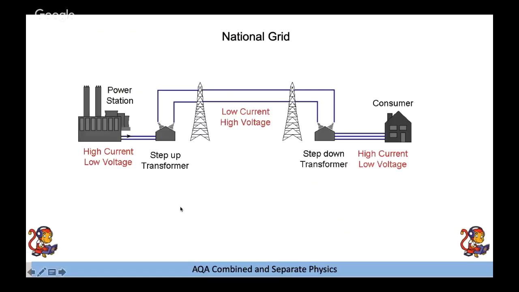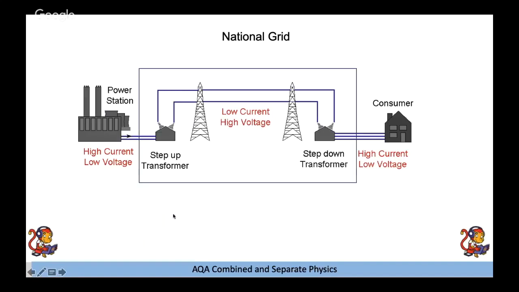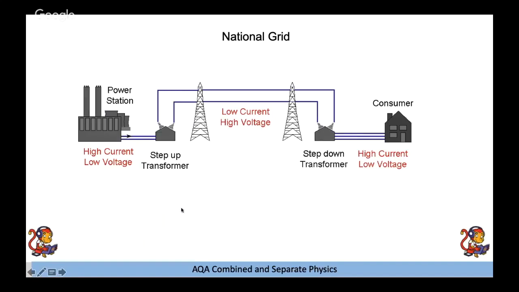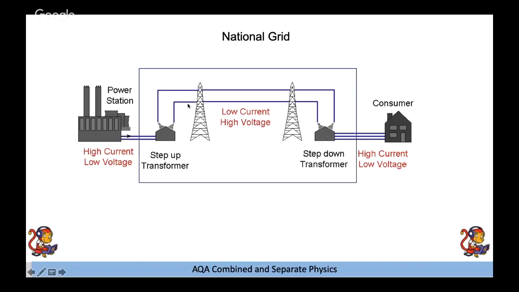Okay, national grid. We don't need to know loads about this, but this part is the national grid. This is a diagram showing us a power station, step-up transformer, pylons, cables, step-down transformer, and homes. The national grid is a series of cables and step-up and step-down transformers. So power stations and houses are not included.